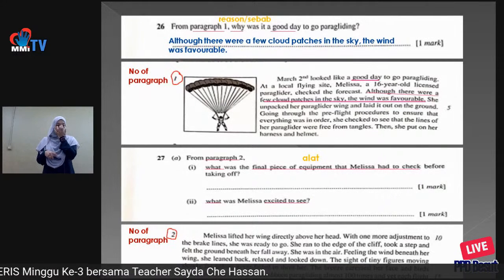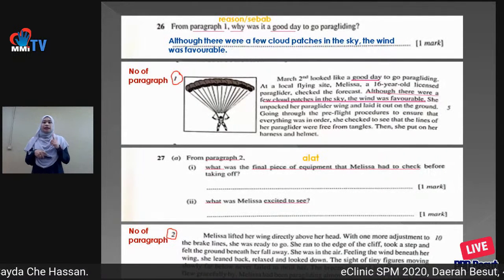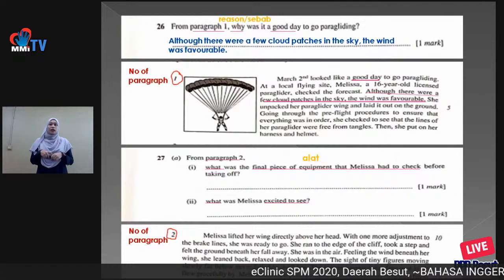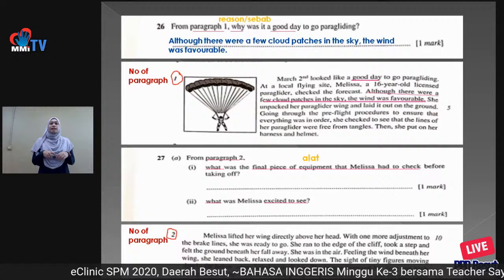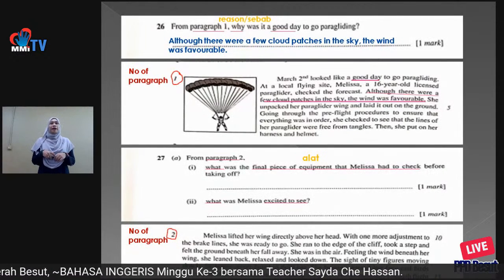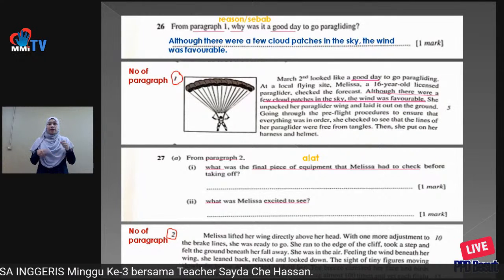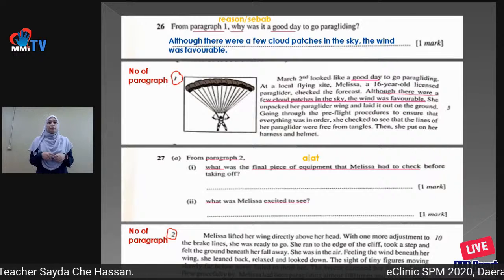Melissa lifted her wing directly above her head with one more adjustment. Adjustment, kamu mesti tahu maksud adjustment. Adjust, kamu selalu sebut benda ni. With one more adjustment to the brake lines. Brake pun kamu tahu. Brake ni brake lah kan? Bila kita naik motor pun ada brake, naik basikal pun ada brake.